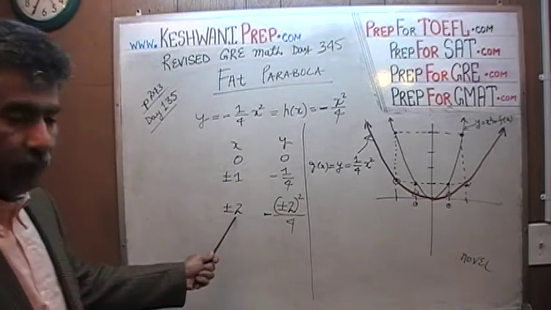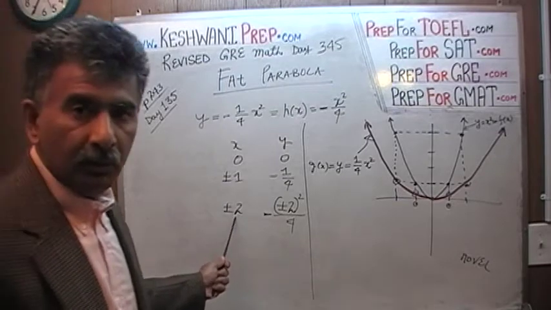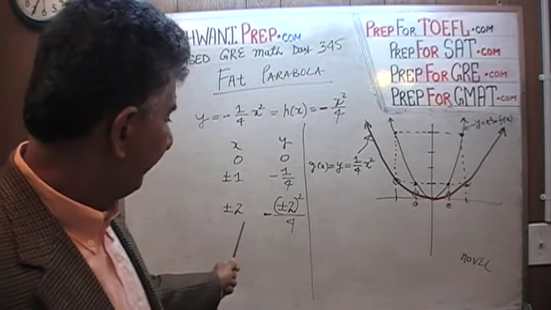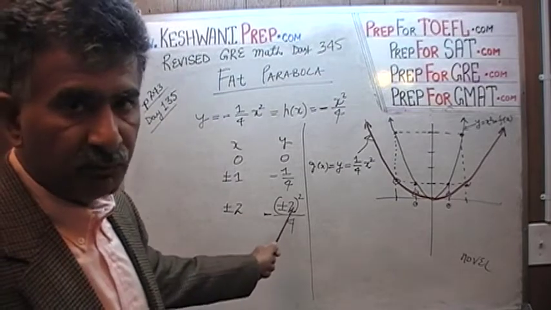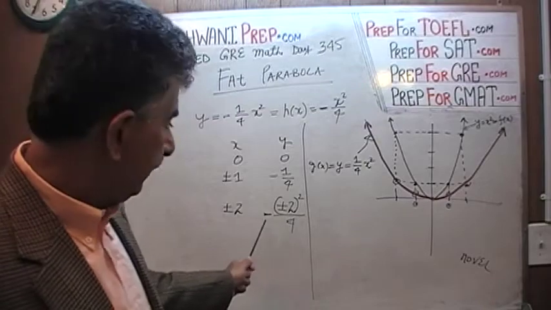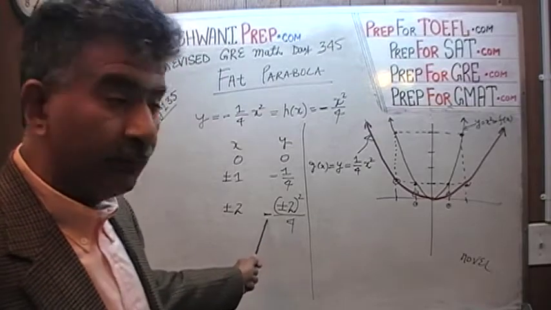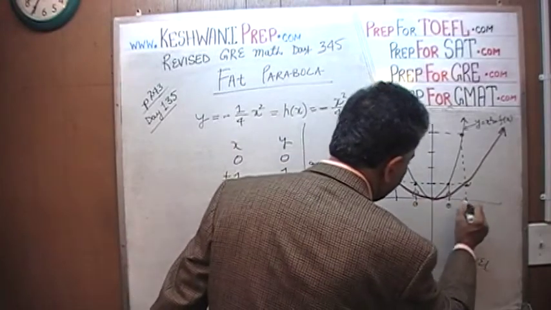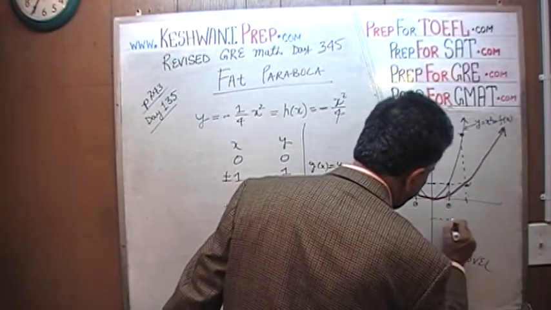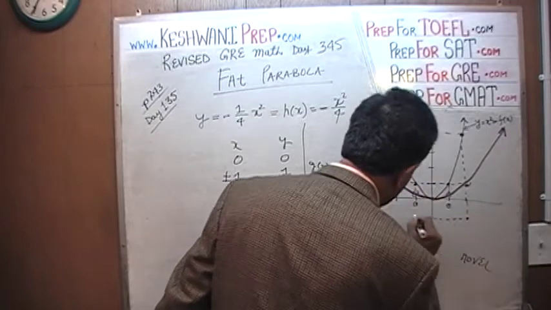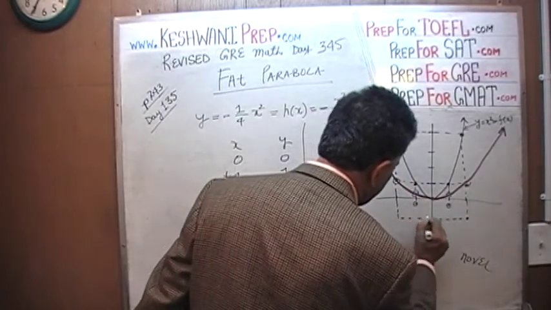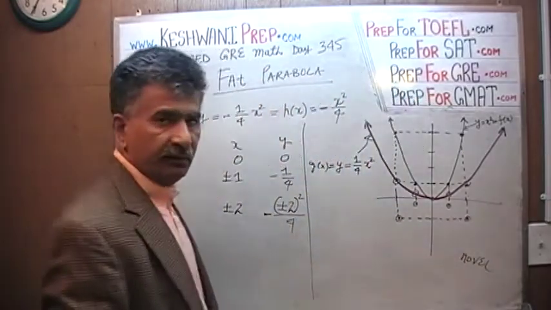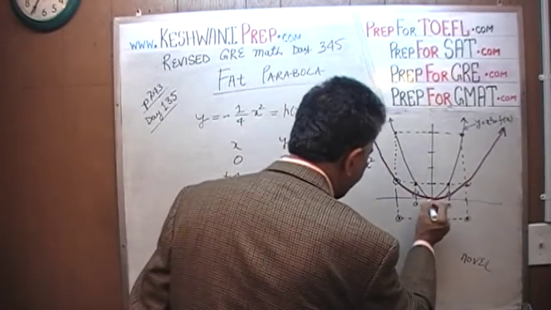Similarly, when x is equal to 2, before, y would have been 2 squared over 4. 2 squared is 4, 4 over 4 is 1. Now it's the same exact value with a negative in front of it, so it becomes negative 1. So when x is 2, y is negative 1, and when x is negative 2, y is negative 1, right there. The same exact parabola has been turned upside down, that's all.